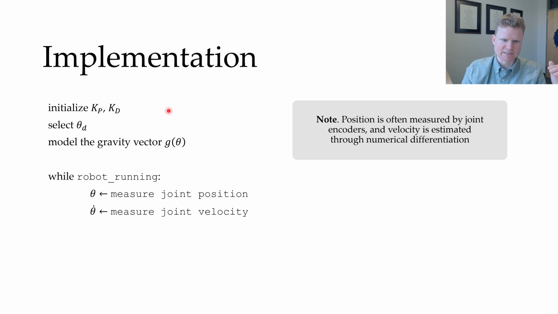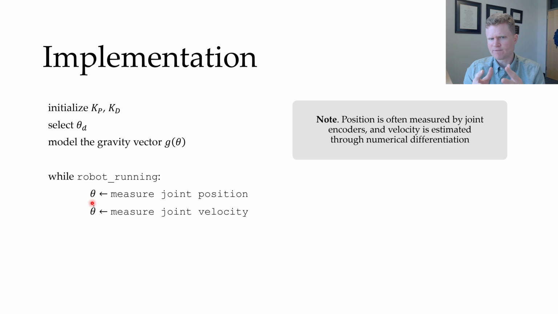Okay, so I've got all these things set up. Now I can get into my main loop. And so while my robot is working, these are going to be my main steps. The first thing I want to do is measure my joint position. I can do this using something like the encoders along each of the different joints of my robot arm. So I measure my joint position, and then I also want to measure my joint velocity.